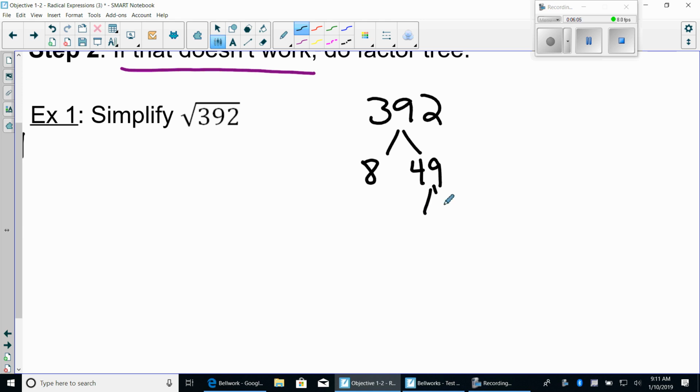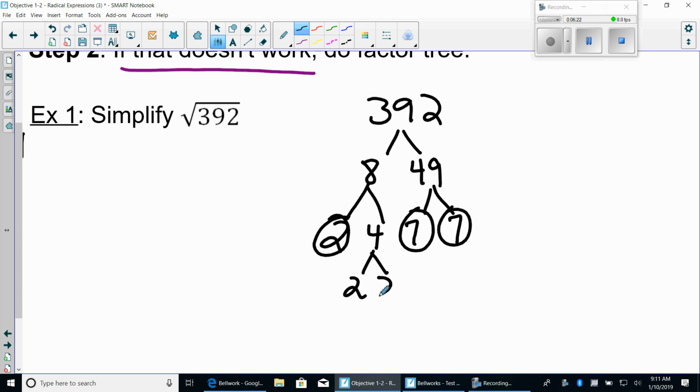So we can break 49 down into 7 and 7. What do we know about 7s? They're prime. Okay. And then 8 can break down into 4 and 2. What do we know about 2? It's prime. It's done. And then this can break down into 2 and 2. So if I wanted to do the prime factorization of it, I should have 3 2s and 2 7s. Everybody get that? Any questions on that? Okay.